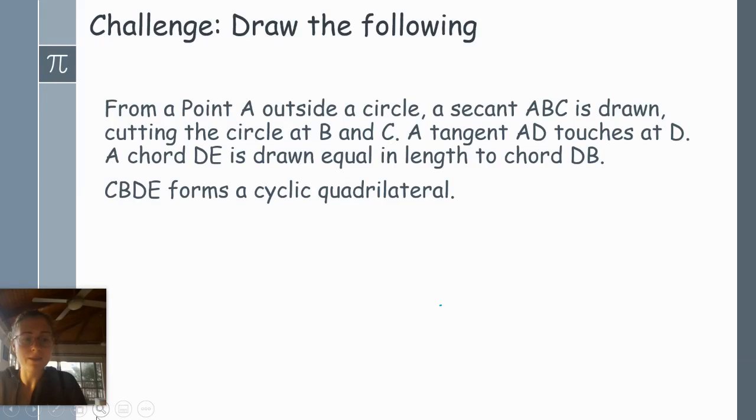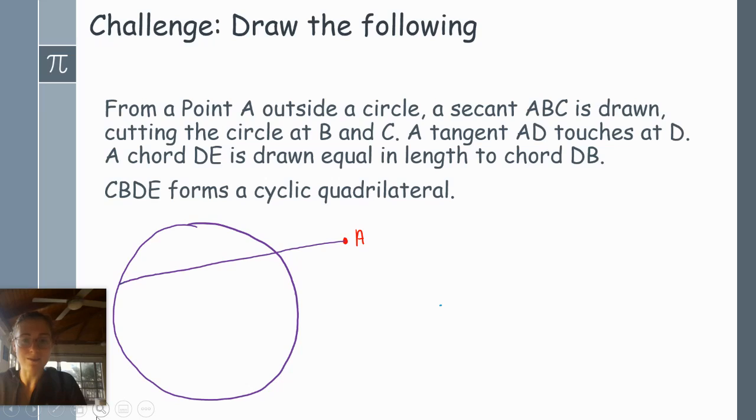Okay, moving on. Here's just a little challenge. I want you to figure out how to draw it. So again, before I do any more than that circle, pause it, read it, and have a go. So from A, outside a circle, a secant ABC is drawn, cutting the circle at B and C. A tangent AD touches at D. A chord DE is drawn equal in length to chord DB. CBDE forms a cyclic quadrilateral.